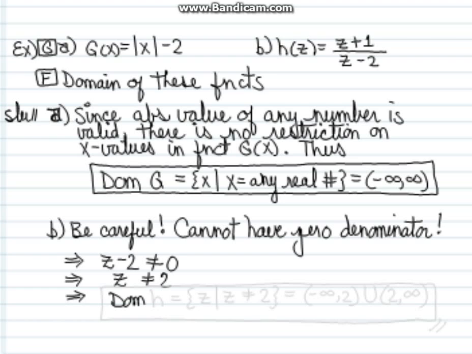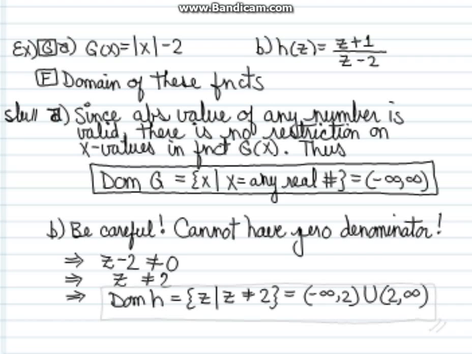So the domain of h is equal to the set of all real numbers z, such that z is not equal to 2. Now, how would you write that in interval notation? It's kind of hard to see. You might want to graph it first so you can see what it looks like. It has 2 parts to it. It's only missing the positive 2. So it's got the left side, the open interval from negative infinity to positive 2, union together with the open interval from 2 to positive infinity.